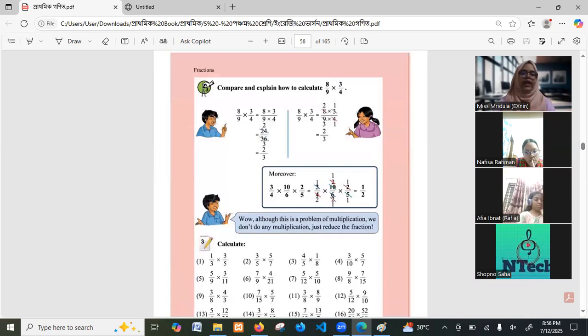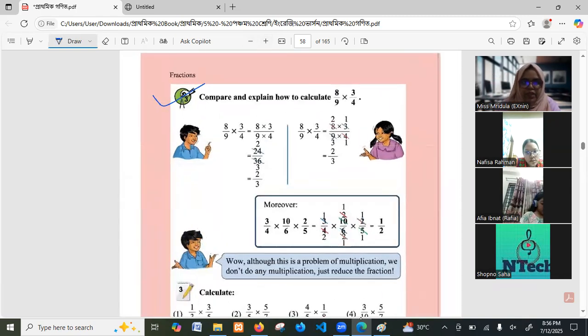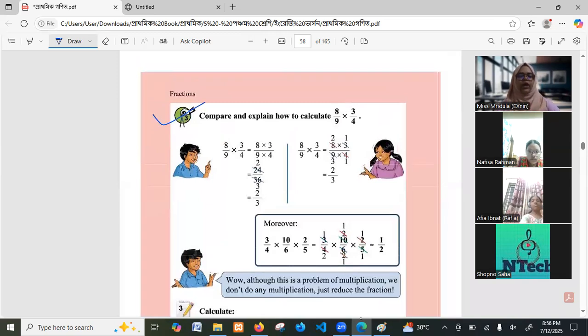So the first one that they have given, I guess multiplication, they have done it in 2 ways. One that I told you to follow to make the division a bit easier, and the one that's going to be a bit hard. They are saying compare and explain how to calculate this. That means they are calculating 8 by 9 multiplied by 3 by 4, but in 2 ways.